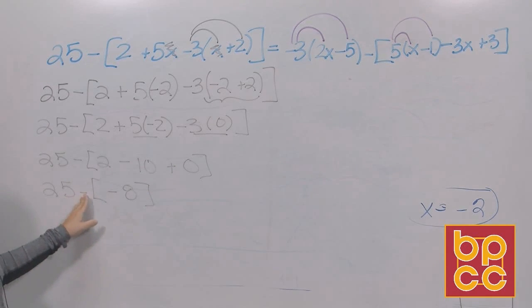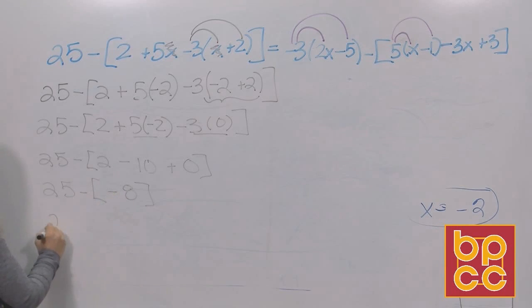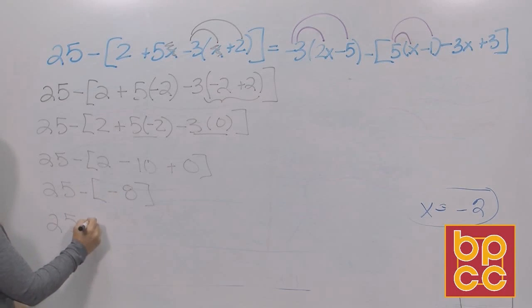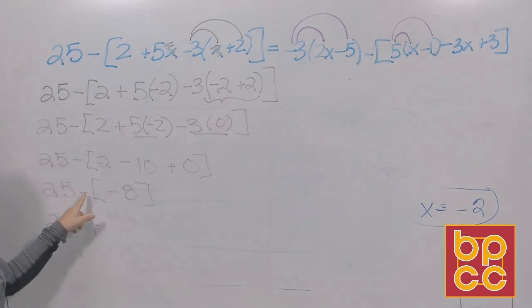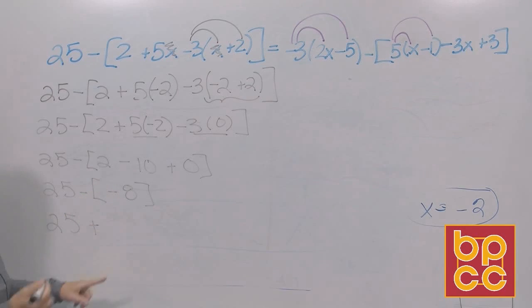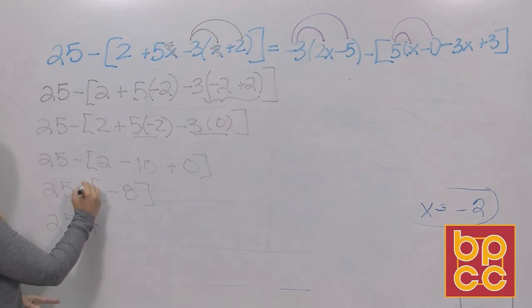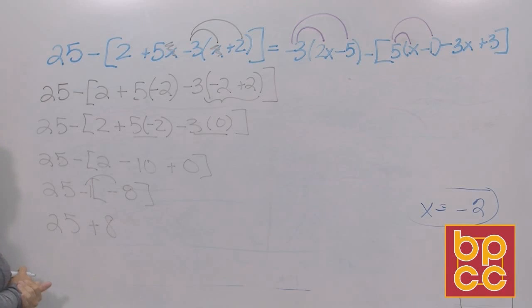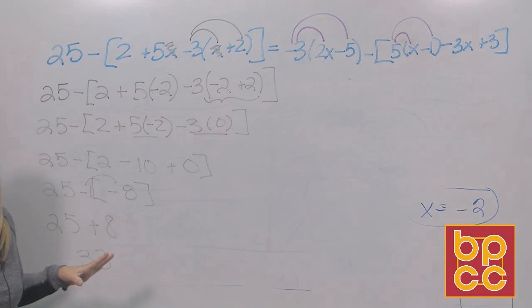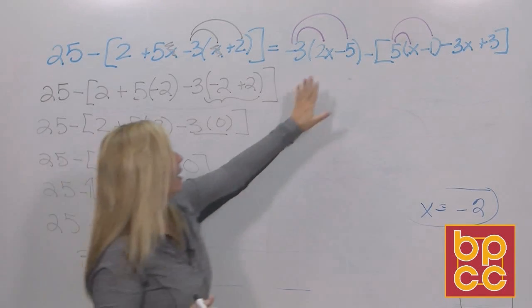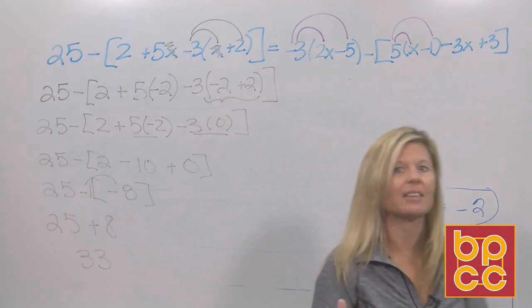25 minus negative 8. You've all learned two negatives make a positive. That's the definition of subtract: add the opposite. You could think of this as being a negative 1 in front, and distributing it would make a positive. And 25 plus 8 is 33. Now, you didn't get the number negative 2. When you check, you're just going to get a number. We're now hoping that the right side spits out that same number, 33.